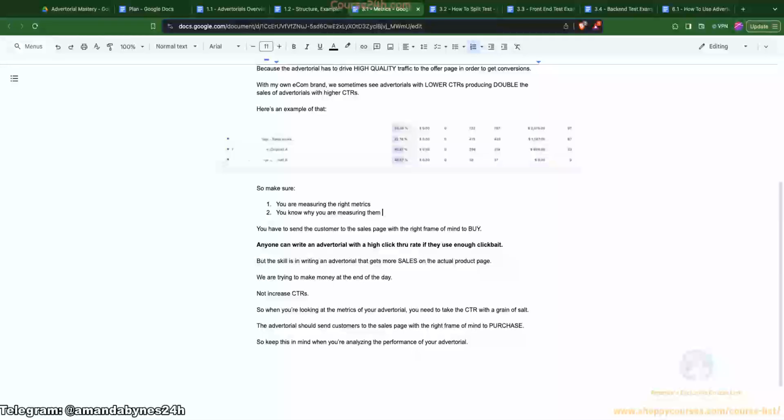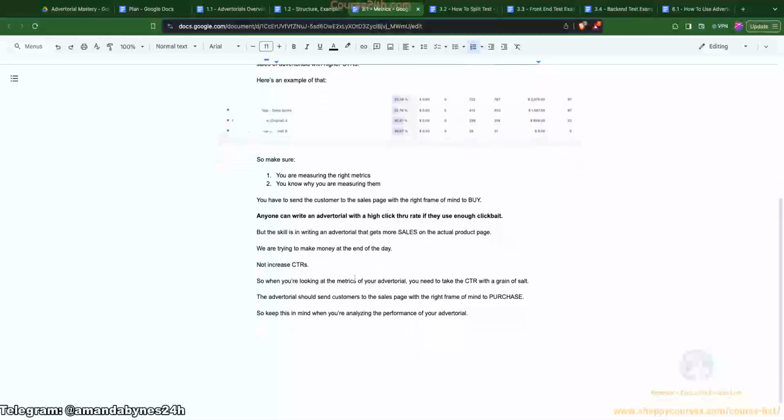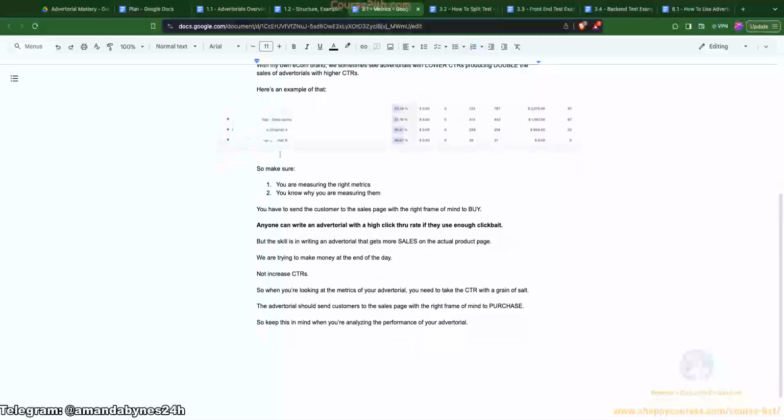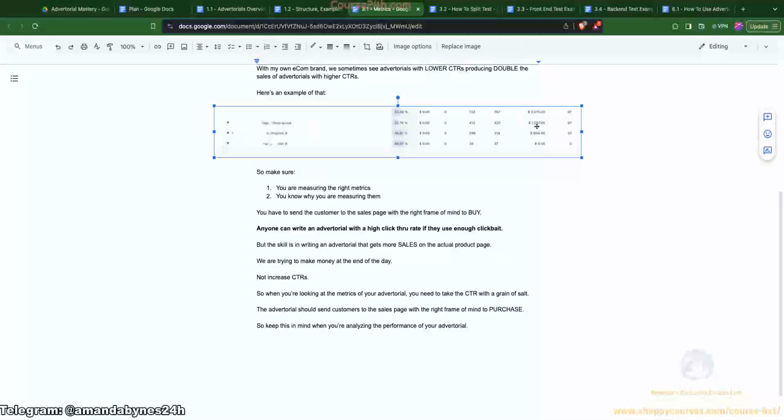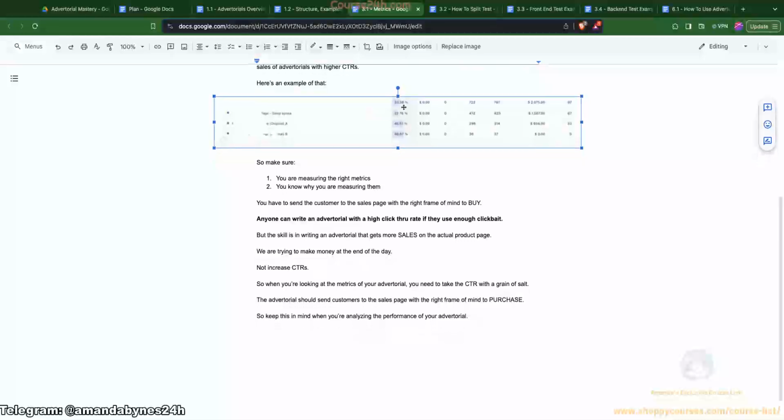But the skill is in writing an advertorial that gets more sales, not the one that gets the most clicks. Because at the end of the day, we're trying to make money, not get high click-through rates. So when you're looking at the metrics, take click-through rate with a grain of salt and look at the sales. Keep this in mind when you're analyzing your performance and making decisions about your split tests and whether or not you should kill the funnel. Because like I said here, 22%, but it made 1.5K. 45%, but it made $600. So clearly this one's the winner, even though the click-through rate is much lower.